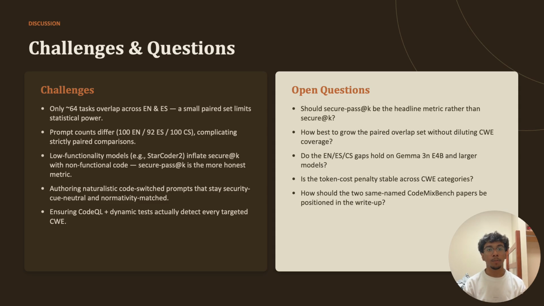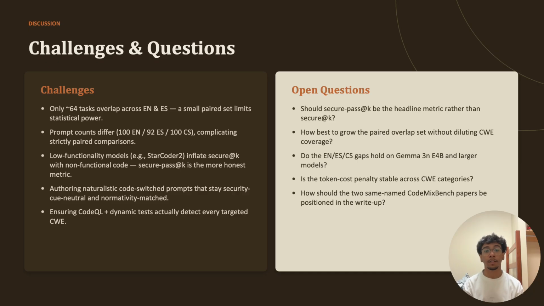Finally, the open challenges and some questions. The biggest constraint is the paired set. Only about 64 tasks overlap cleanly across English and Spanish, which limits statistical power, and the raw prompt counts differ across conditions, which complicates strictly paired comparisons. There's also a measurement trap that I keep guarding against: low functionality models inflating secure at k with broken code, which is exactly why I had to rely on the secure pass at k metric.